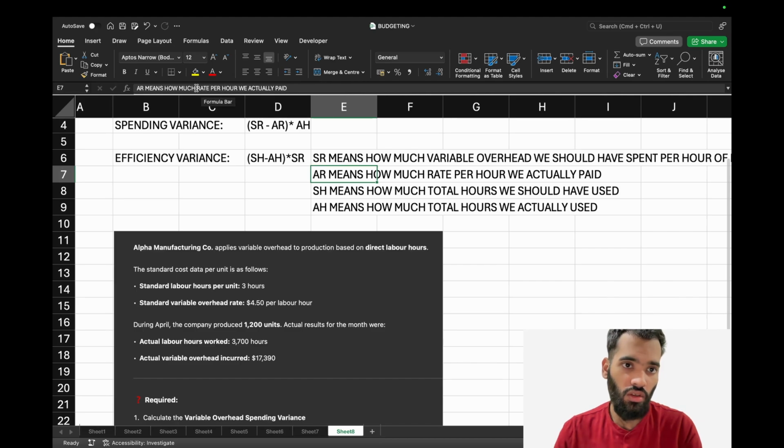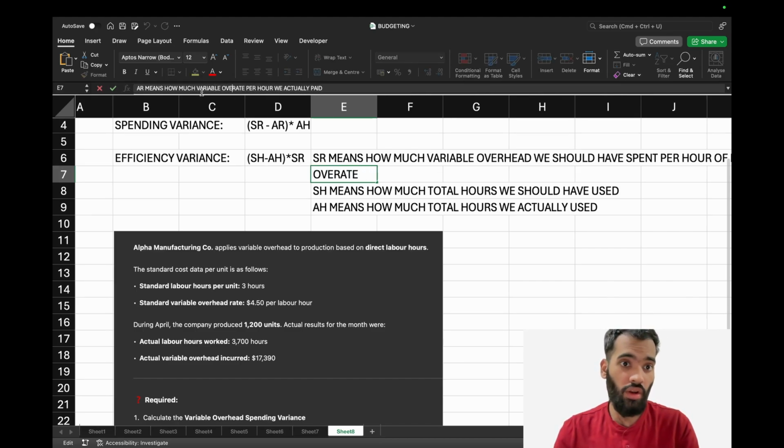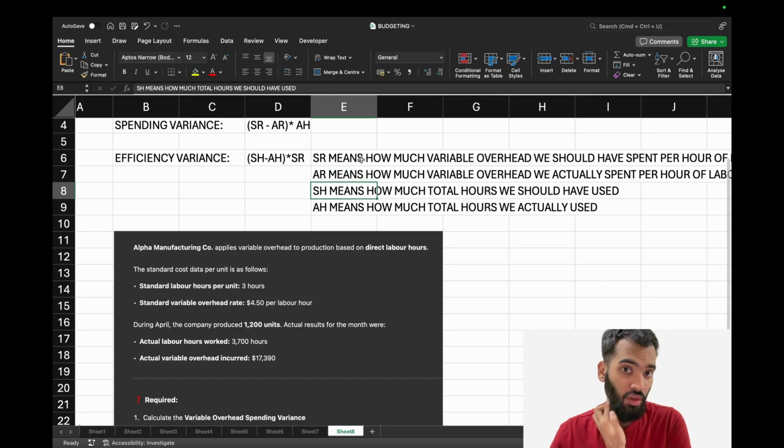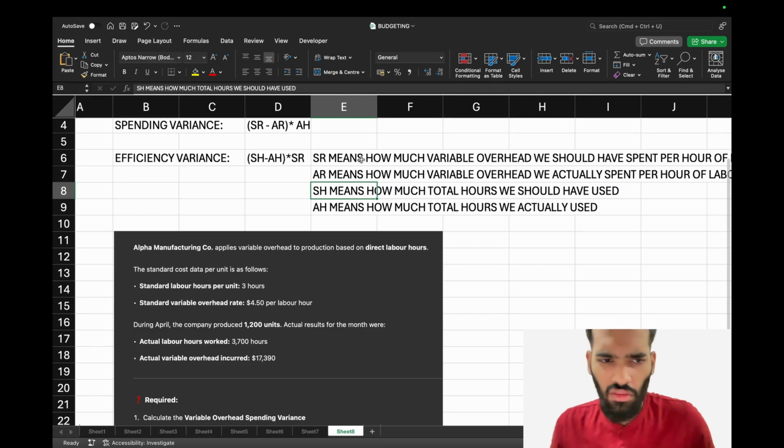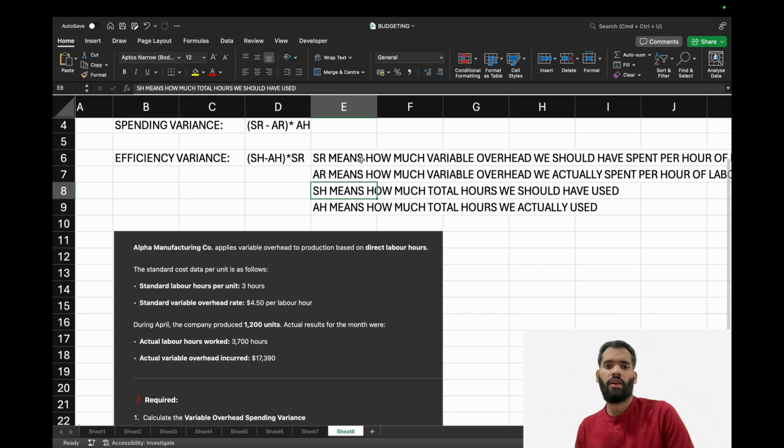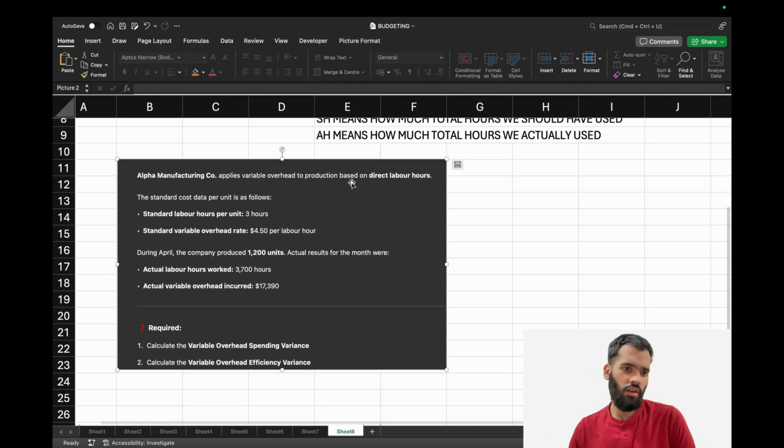So how much variable overhead we actually spend per hour of labor. Simple way to put it. And obviously, the hours are the same because we said labor and variable overhead are used based on the same hours. Hours don't really change at all. So look at the question and we will get started.